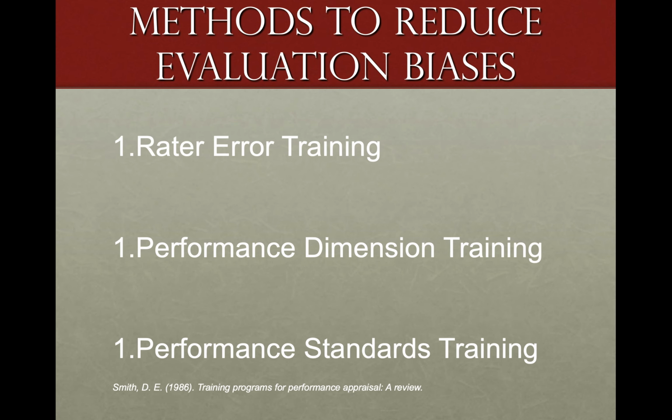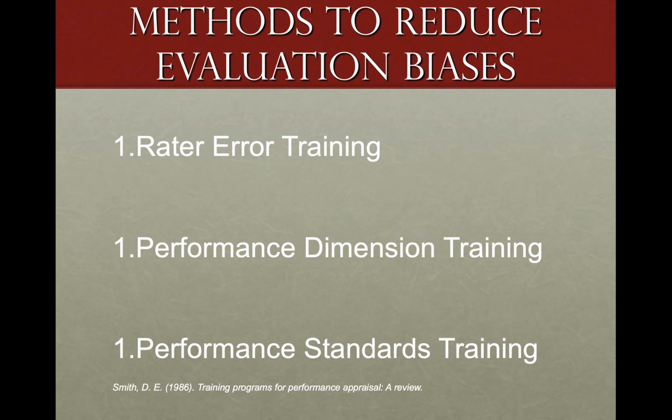Finally, it's important to understand that research supports there are methods to reduce evaluation biases that include increasing awareness of the types of evaluation biases presented today. Presenting raters with examples of common rating errors and biases such as the halo effect, contrast errors, and alerting raters to potential biases such as the similar to me effect are the first step in reducing these biases.